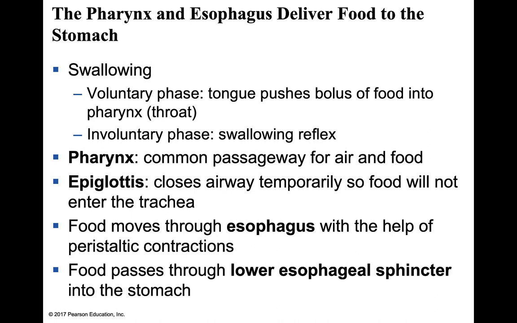Then there's an actual involuntary phase, and that's where we're going to see the swallowing reflex, and we'll see that in just a second. Now the pharynx, as noted, is shared with the respiratory tract. Now the epiglottis, what that does, that basically closes the airway temporarily so food will not enter the trachea. Then we're going to see food move through the esophagus, and that's going to be with the help of peristaltic contractions. And then food is going to move through the lower esophageal sphincter and into the stomach.